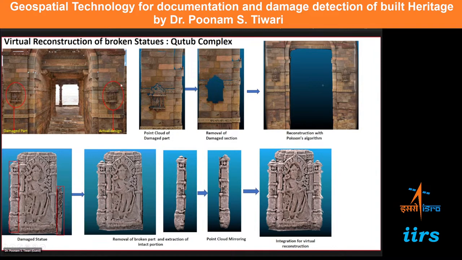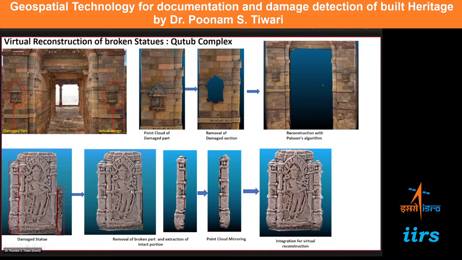So what we can do is remove the damaged portion and replace it with the actual design virtually. So we can create the entire undamaged structure virtually. Here also you can see this is a damaged idol statue. One part was broken.